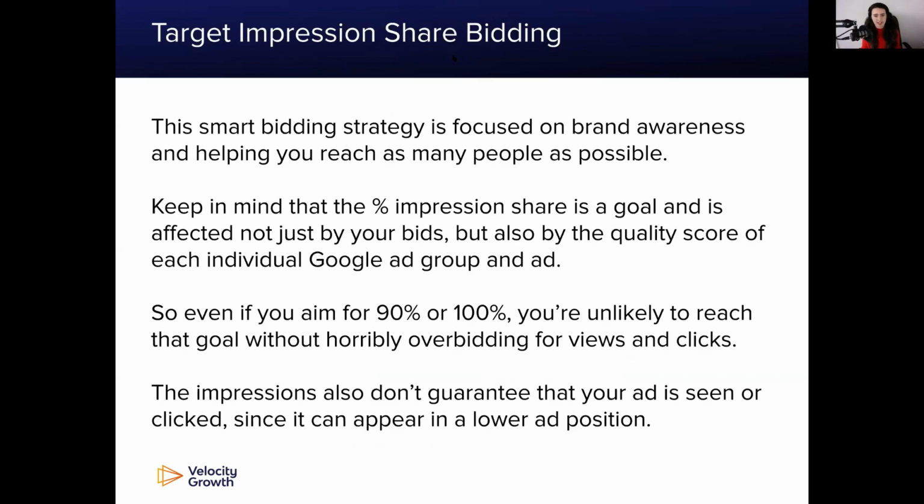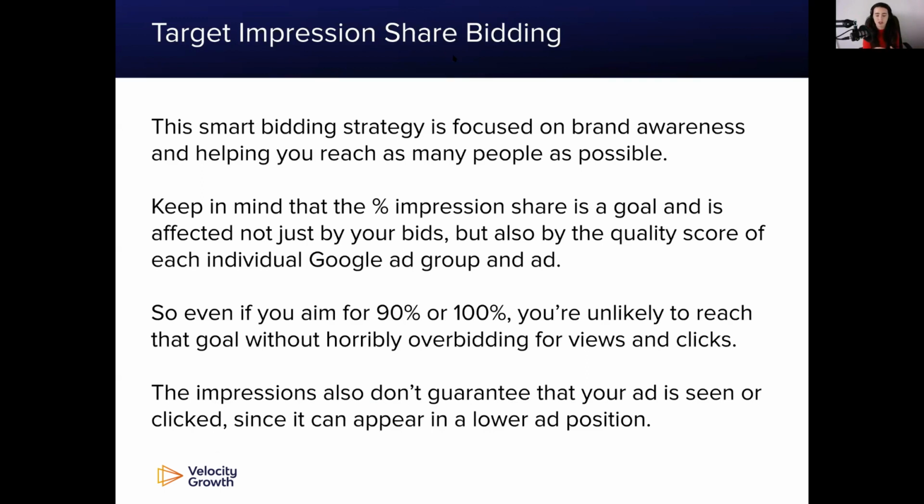Target impression share is the next type of bidding strategy that you can use. This smart bidding strategy is focused on brand awareness and helping you reach as many people as possible. Keep in mind that the percentage impression share is a goal and it's not just affected by your bids, but also the quality score of each individual Google ad group and the ad. So even if you aim for 90 or 100% of the impression share, you're very unlikely to reach that goal without really just spending too much.